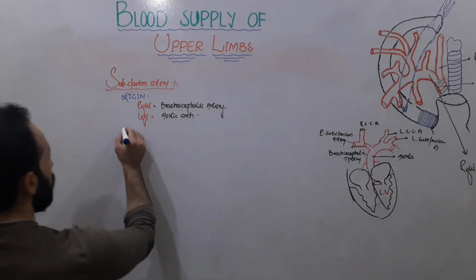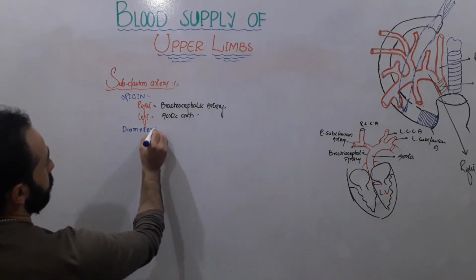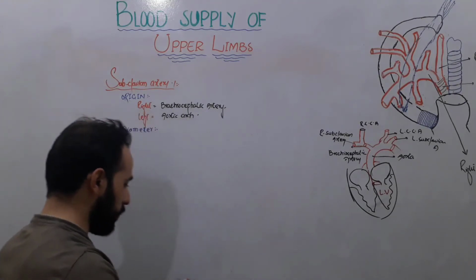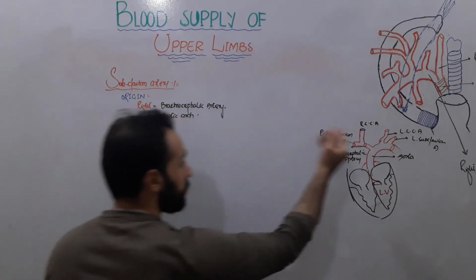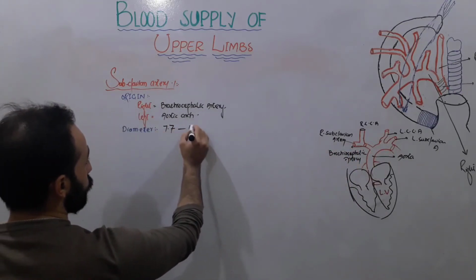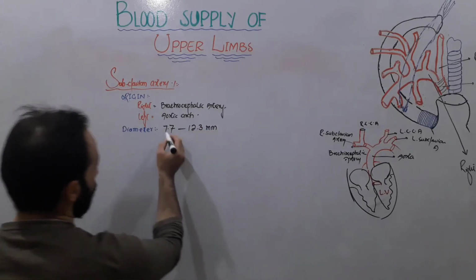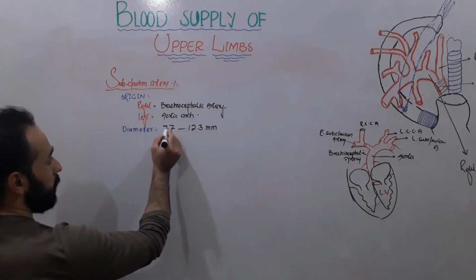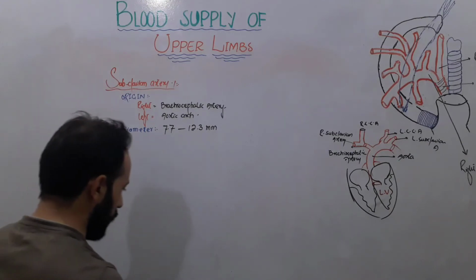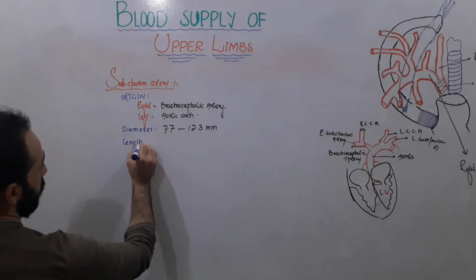Now, what is the diameter of this subclavian artery? Right? So this will be the length and this will be the diameter. So the diameter of this subclavian artery, either on the right or left, will be from 7.7 up to 12.3 millimeters, right? So it's not very much, but a very narrow artery, right? It's the diameter. Then we move on to discuss the length.